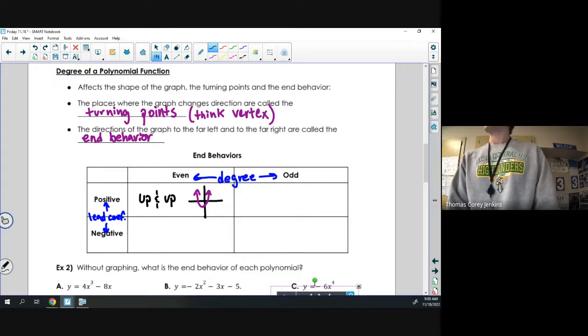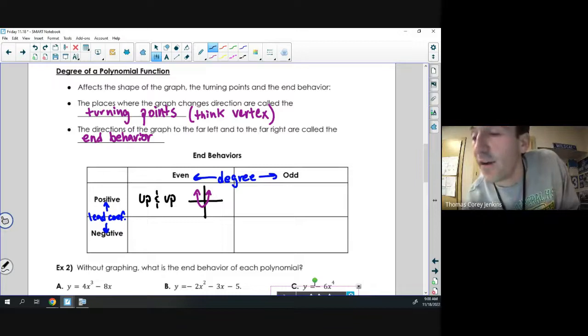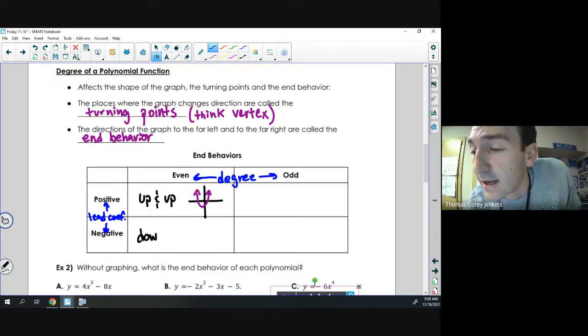That's just one of those good words, rotunda. It's a cool word.